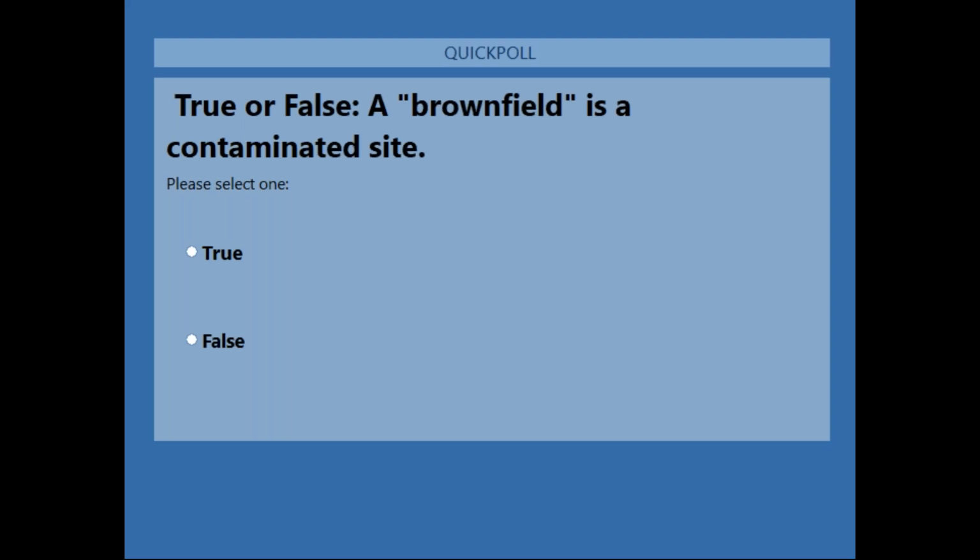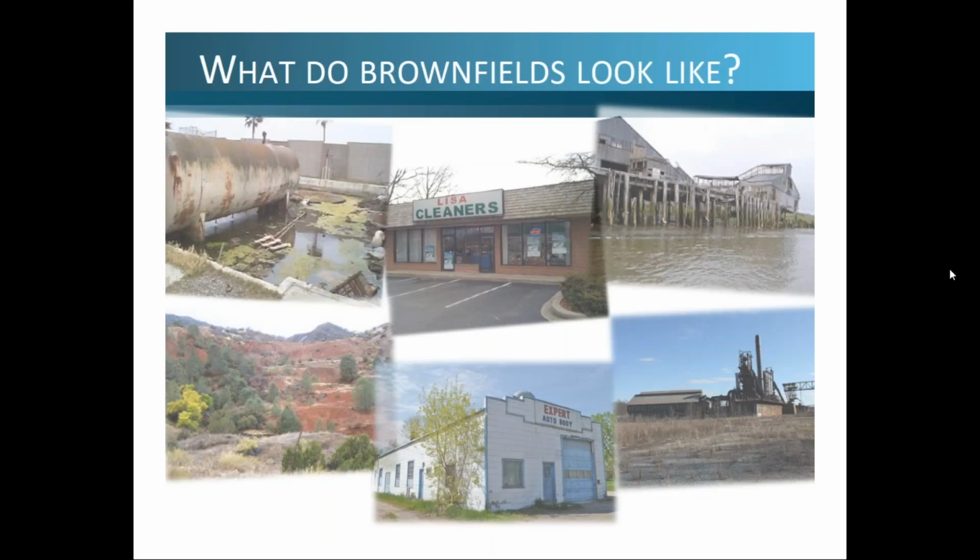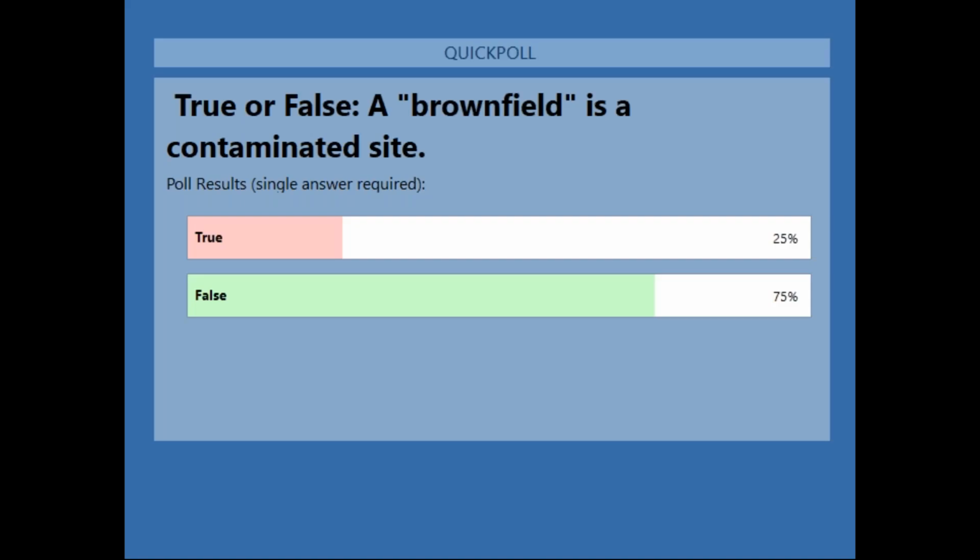All right, let's see the response. So 75% of you say false and 25% true. Okay, really, we intended to put a maybe there because the real answer is it really depends. Some brownfield sites, some sites that are contaminated, may be considered brownfields and some might not. And I'm just going to go into a little detail on how that works.